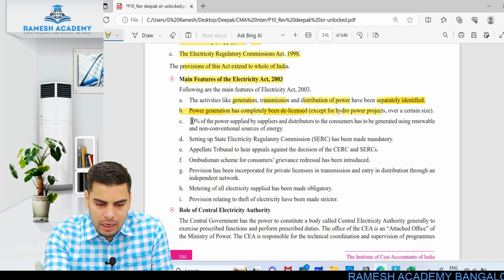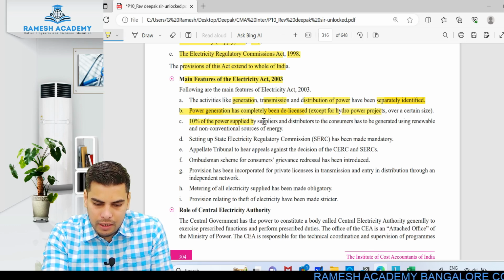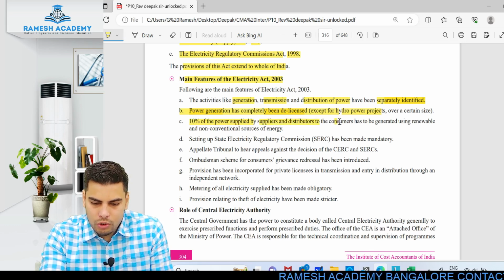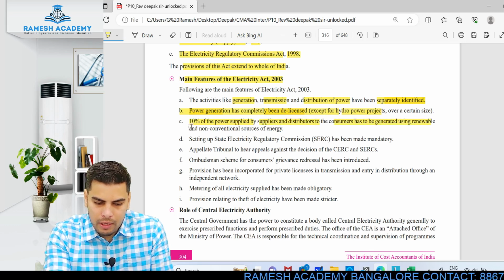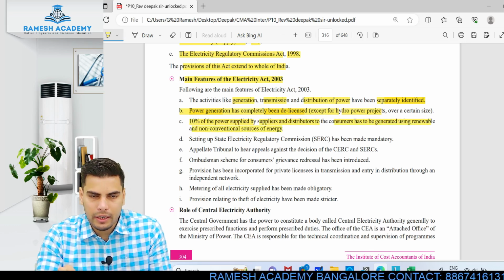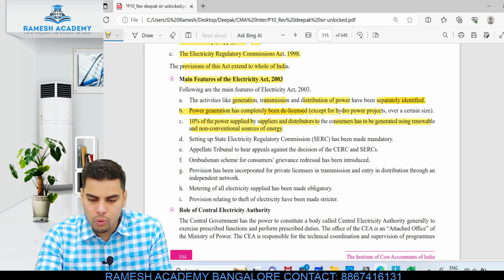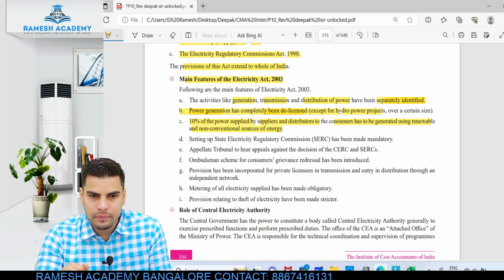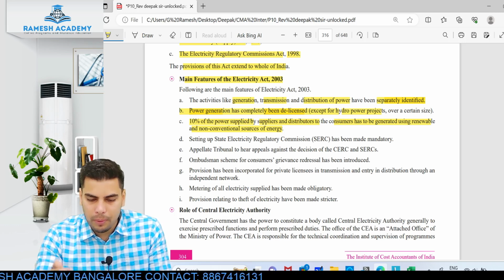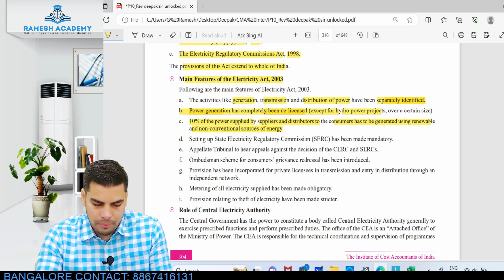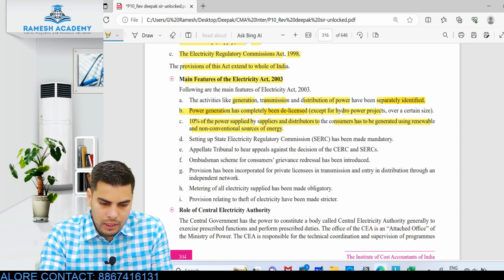Then the next thing is that 10% of power supplied by the suppliers and distributors to the consumers has to be generated using renewable and non-conventional sources of energy. So out of the total power supply being made, 10% has to be supplied by the supplier through generating the power by way of renewable and non-conventional sources of energy. Clear? So government is also encouraging people to generate power through these renewable and non-conventional sources. Simple? All right, let's look into the next point.